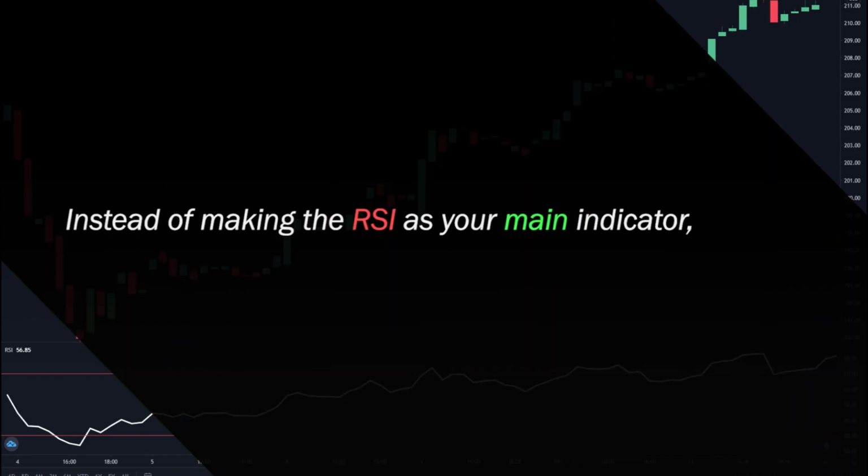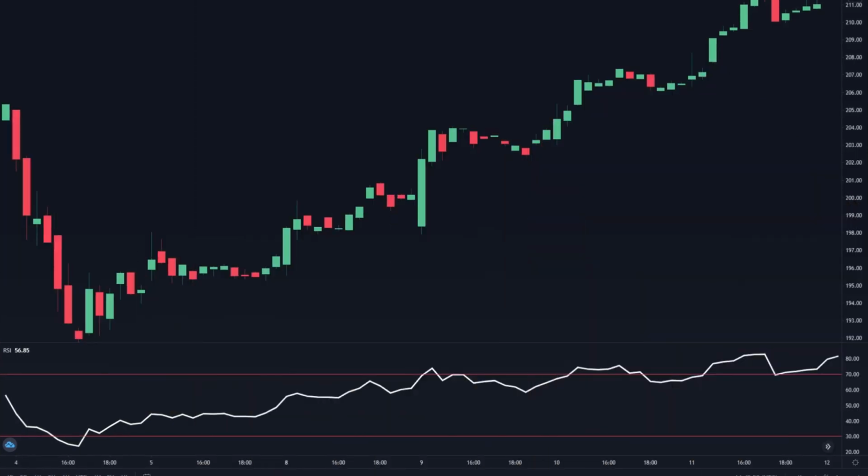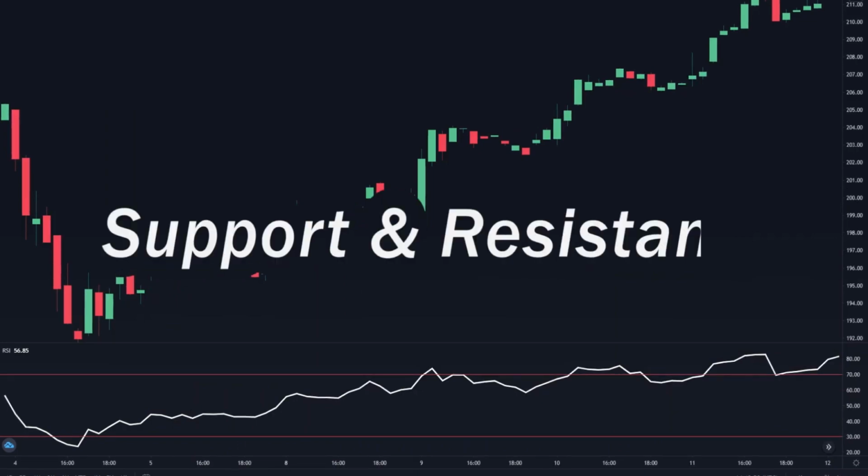So instead of making the RSI your main indicator, you would want to make it a supporting indicator. You want the RSI to further confirm your analysis. And my favorite type of analysis when combining with the RSI indicator is just simple support resistance and trend lines.